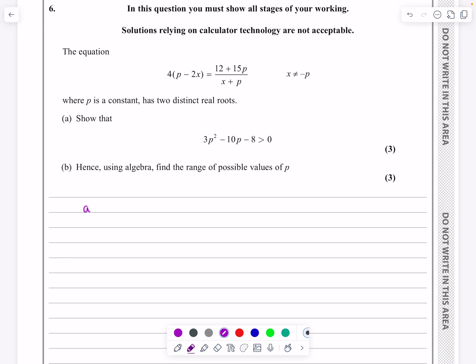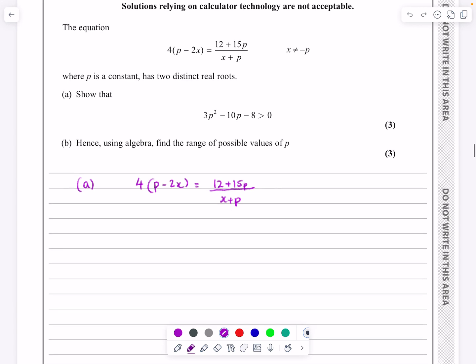It says for part A, if we solve this equation, p minus 2x is equal to 12 plus 15p over x plus p, when I do solve that, it'll have 2 distinct and real roots. So what that's telling me is when I go through the process of solving this, I better end up with a quadratic. And if I do b squared minus 4ac is greater than 0, this should fall out of it. So let's go ahead and do that.